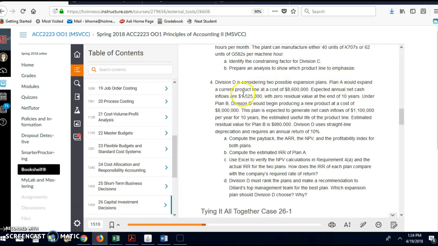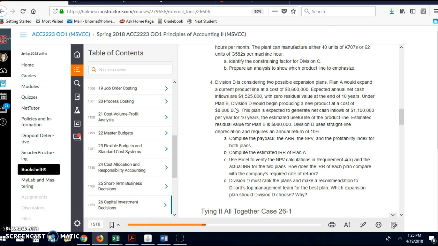Division D is considering two possible expansion plans. Plan A would expand a current product line at a cost of $8,600,000, and our expected annual net cash inflows are $1,525,000 with zero residual value at the end of 10 years. So we're expected to get that amount of cash flow for 10 years.